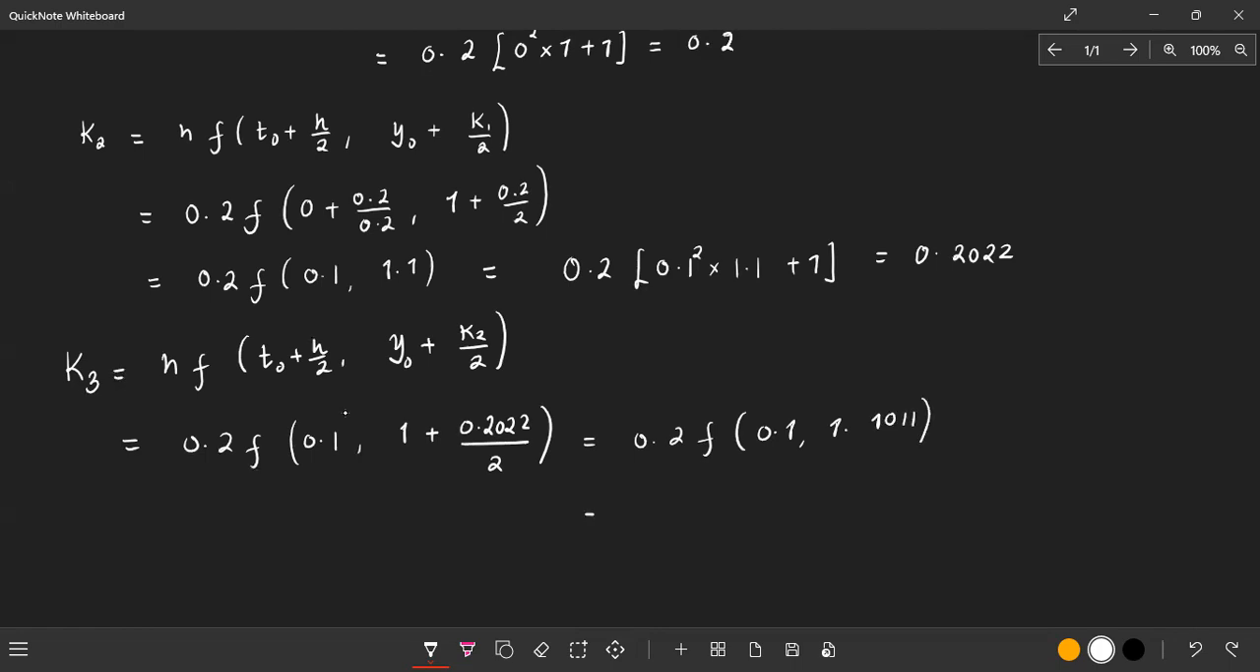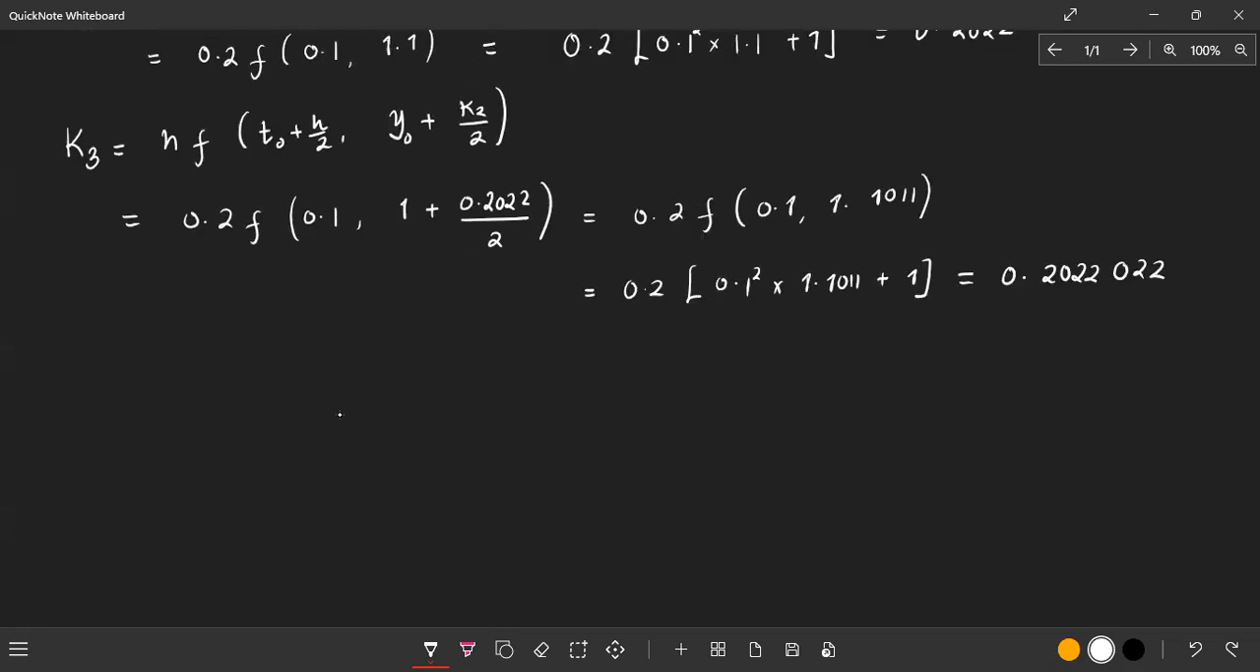Okay, so if you evaluate that, of course the value of t is 0.1, so 0.1 squared, times 1.1011 plus 1. If you evaluate this, you get 0.2022022. Okay, so that's our K3. Finally, we get our K4.